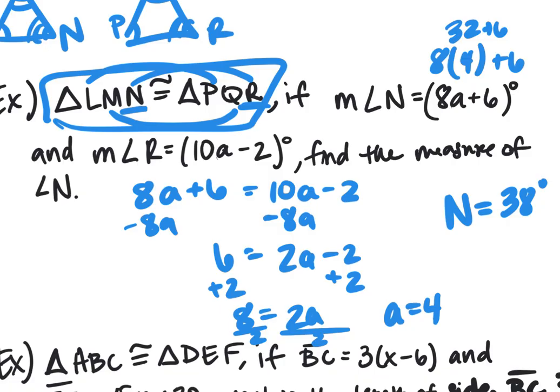And isn't it, right? 10 times 4 minus 2? 40 minus 2? They better be the same, right? If they're not, there's a problem there. So, yes, you can check both of them, and they better equal one another.